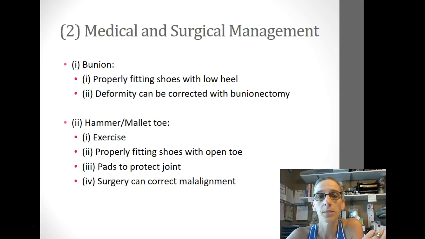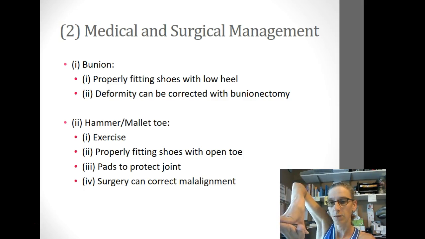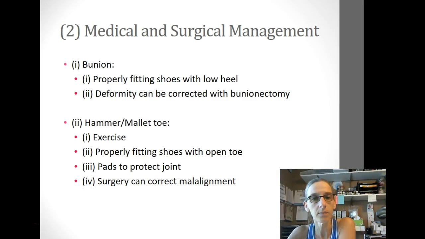So medical surgical management for the bunion is properly fitting shoes with a very low heel. You don't want anything that's causing more pressure. If you wear high heels, that causes more pressure on that joint there, right here. And so we don't want anything that's going to cause more issues right there. The deformity can actually be corrected with a bunionectomy. I do have a friend that did have a bunionectomy. They usually just do one foot at a time.